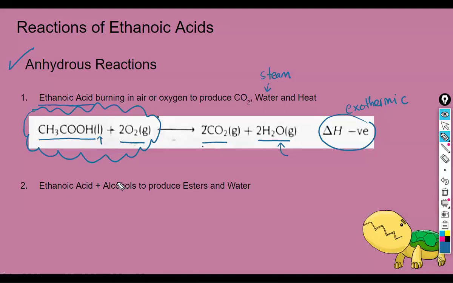The next one, which we will get to later, is the production of esters. Whenever you take an ethanoic acid, which has no water in it, and mix it with an alcohol, which also has no water in it at the beginning, hence it's anhydrous, you get something called esters mixed with water.